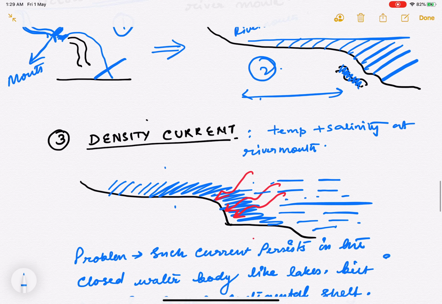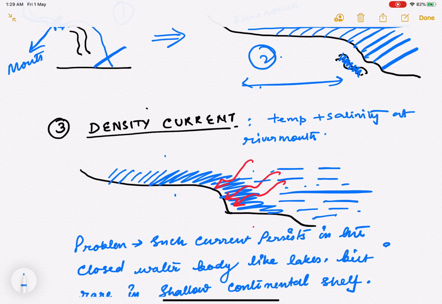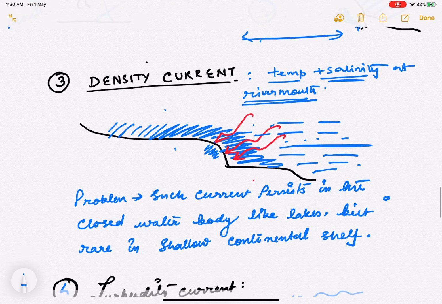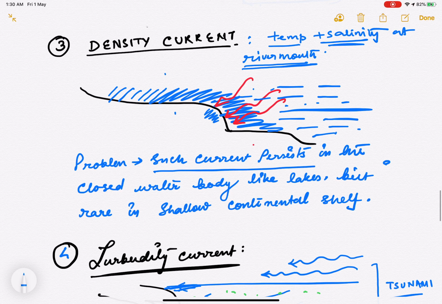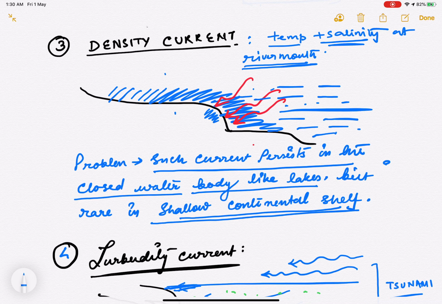Next, we have the density current. Now, what is this density current? Just understand simply, the density current is formed at the river mouth due to the temperature and salinity difference of the water. Hence, this density current basically helps in the process of erosion. But again, the problem is that such currents persist in closed water bodies like lakes, but they are rare in the shallow continental shelf. So this particular phenomenon is not that common over here. Hence, we cannot say that this is the reason.